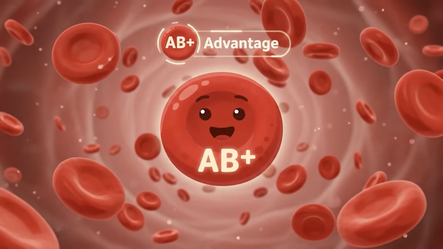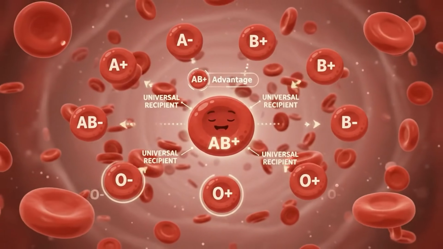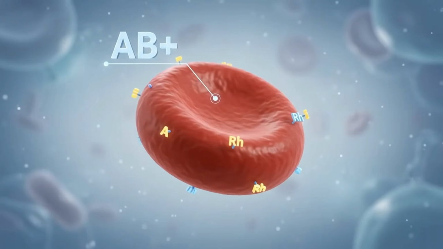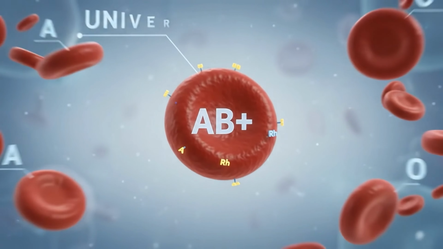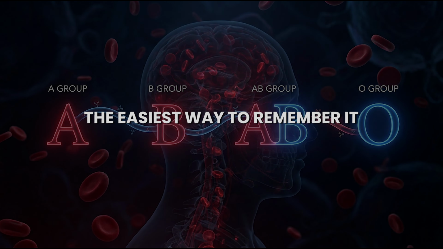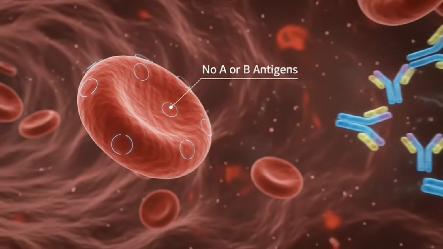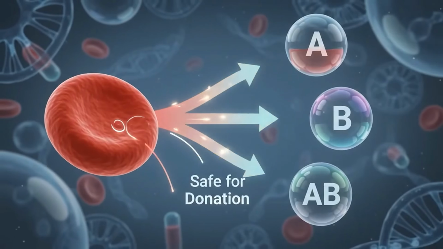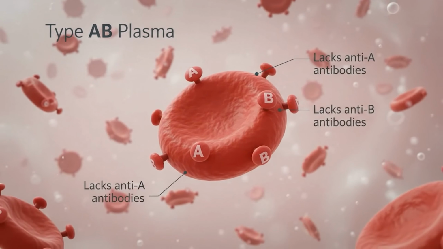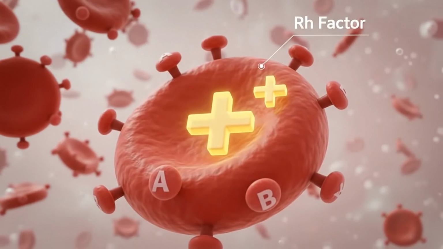But AB positive has another fascinating advantage. People with AB positive blood can generally receive red blood cells from all 8 major blood groups. That's why AB positive is often called the universal red cell recipient. The easiest way to remember it here is a simple rule. For red blood cells, O can donate broadly because O red cells have no A or B antigens. AB can receive broadly because AB plasma normally lacks anti-A and anti-B antibodies.